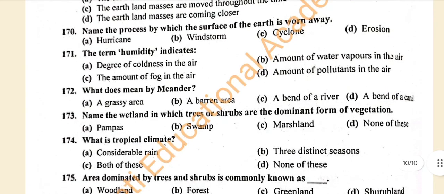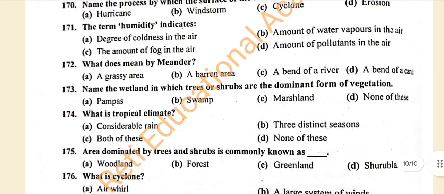Question number 171. The term humidity indicates A. Degree of coldness in the air, B. Amount of water vapors in the air, C. The amount of fog in the air, D. Amount of pollutants in the air. And the correct answer is B. Amount of water vapors in the air.